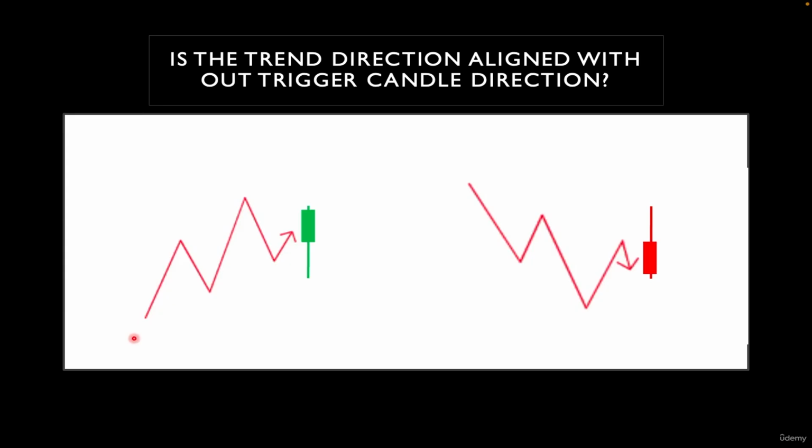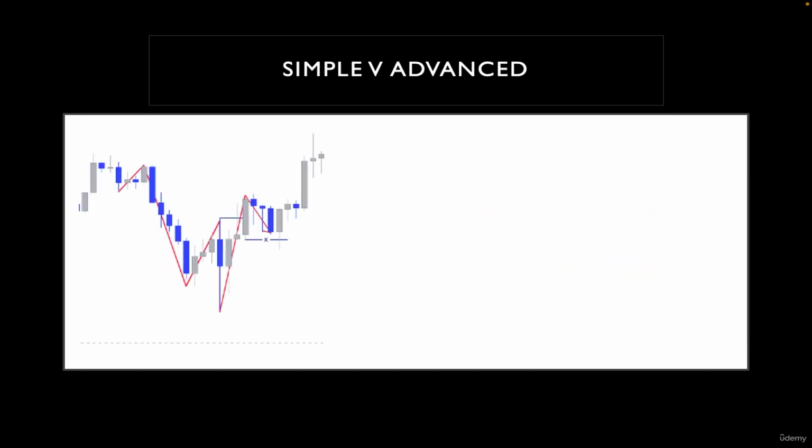Essentially, whenever we see a bullish trigger candle, like this one here, we want to see bullish price action leading up to it. Whenever we see bearish trigger candles, we want to see bearish price action leading up to it. Now, remember in the course overview video where I mentioned there's a simple way to trade this strategy, or a more advanced way? I just want to make a distinction now.